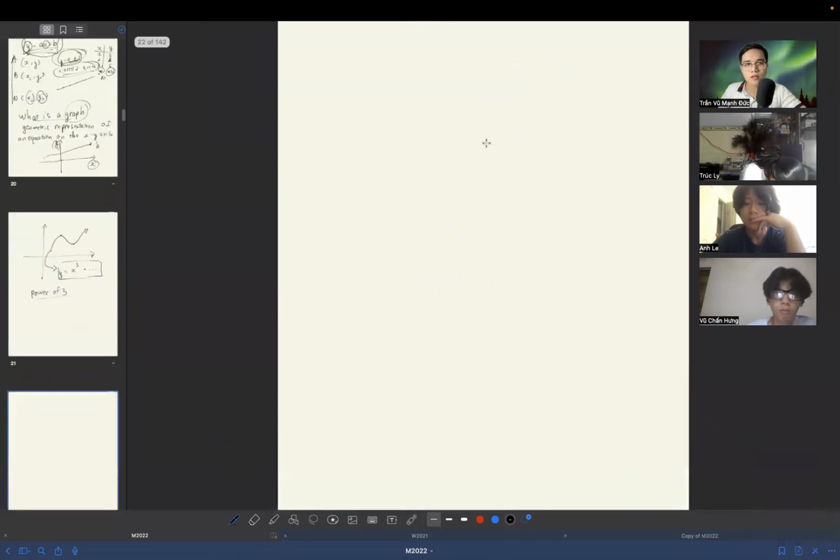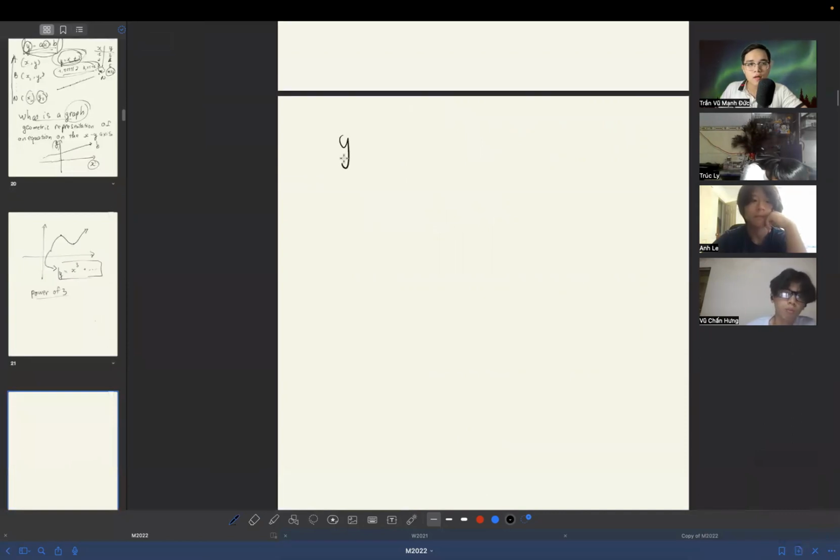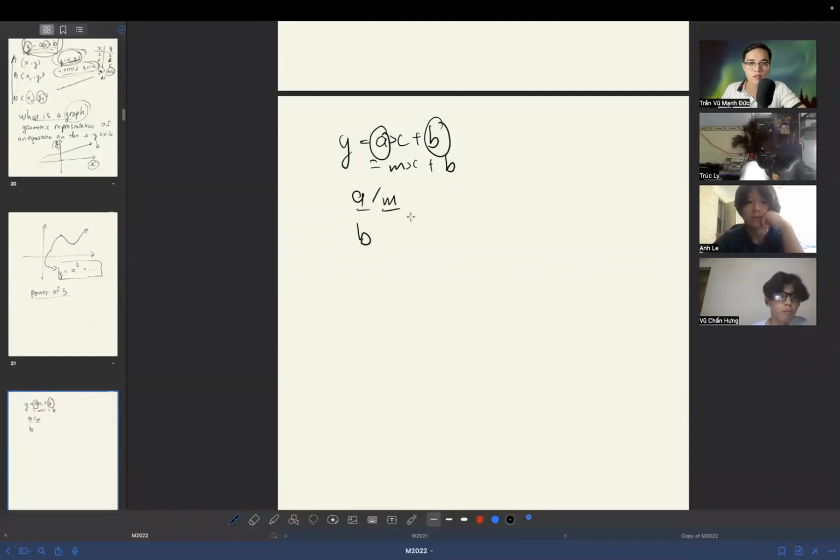I'll create another page. y = ax + b. On these, you have two properties, a and b. Or on the SAT, they would say mx + b, and in America, they would typically refer to it as m. So I'm going to use m. So m and b, what is m? m is the slope.